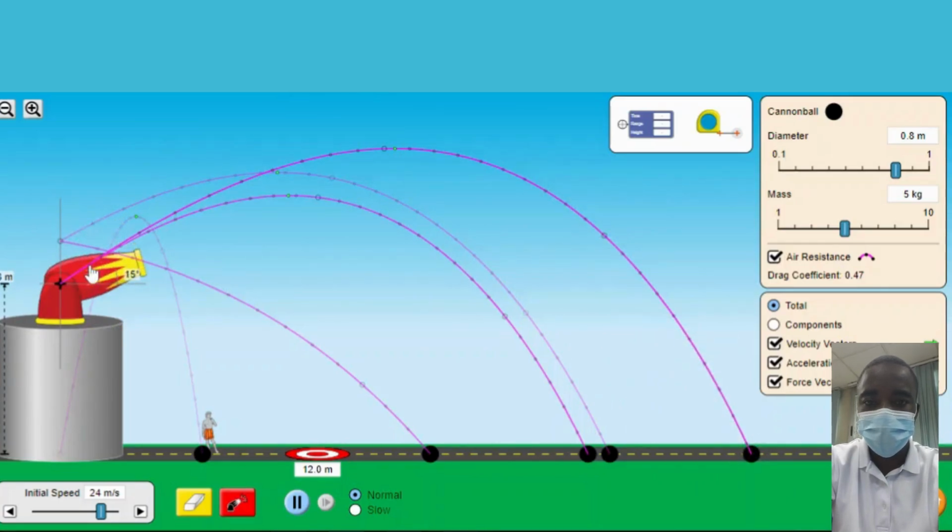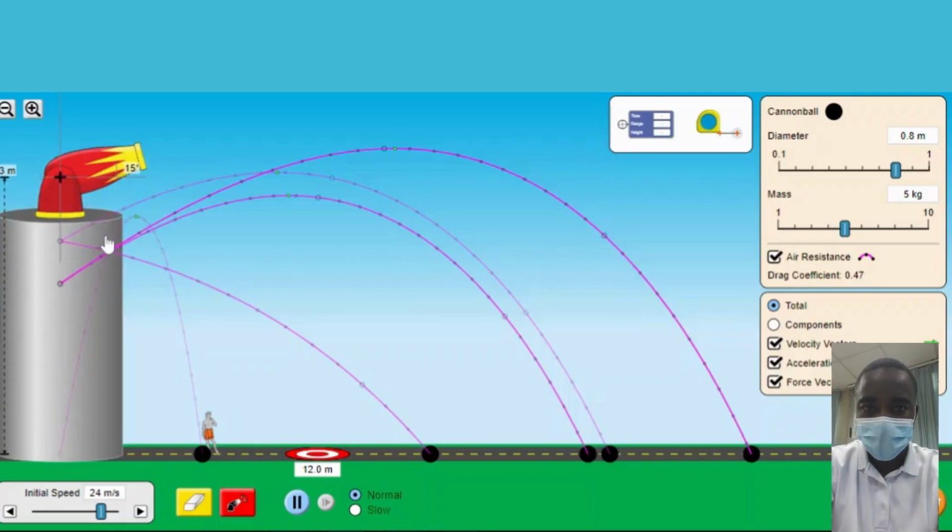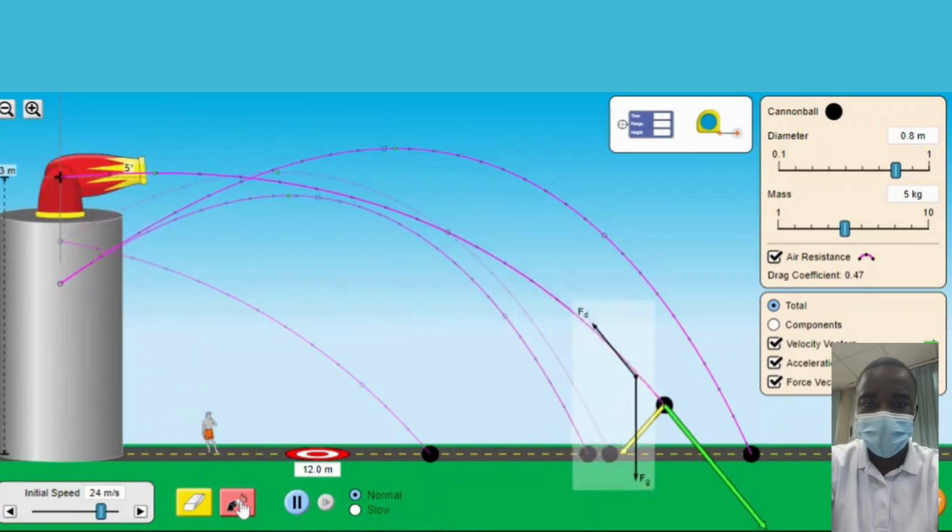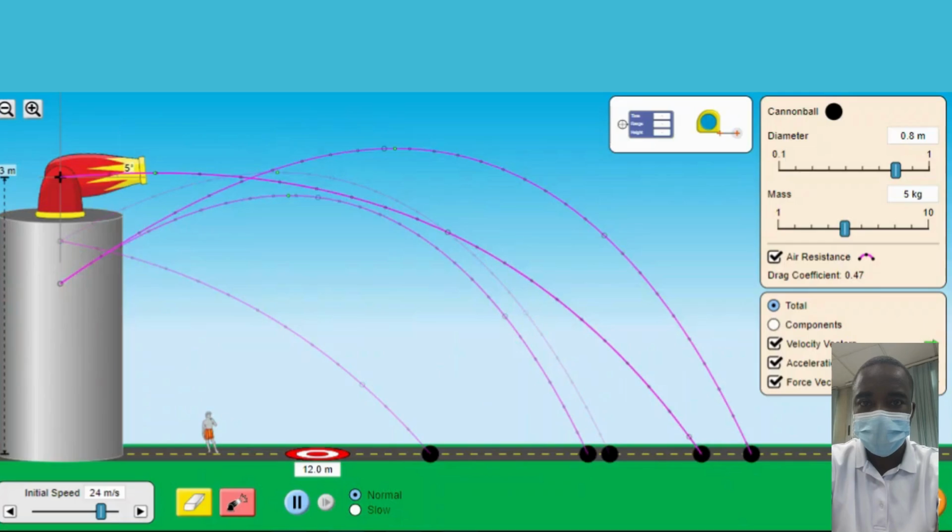The simulation allows students to adjust various parameters of the projectile, such as its mass, shape, and size, and observe their effects on the projectile's trajectory. By manipulating these parameters, students can explore how they affect the projectile's motion and gain a deeper understanding of the principles governing projectile motion. The simulation also allows students to investigate the influence of gravity on the projectile's trajectory.